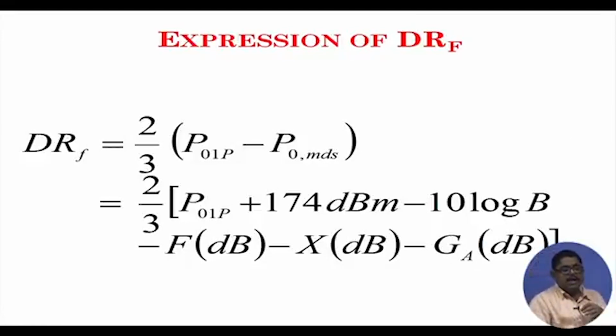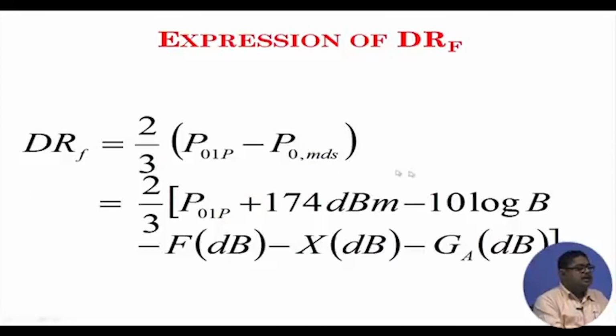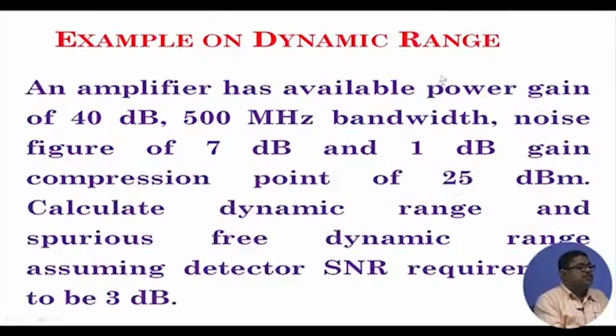So, that means if I have a single tone, I can use the dynamic range, but if I have a band of frequencies and if I have nonlinearity in the system, then I know that not all that full dynamic range is usable. If I restrict myself within the spurious free dynamic range DRF, then I know that I will never go to nonlinearity. So, let us see an example of dynamic range.